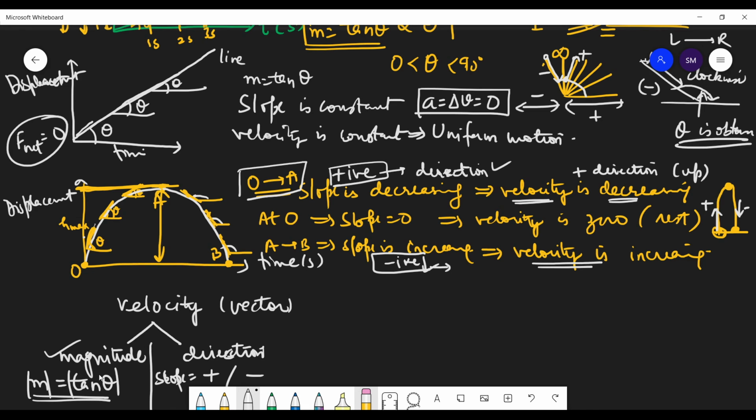So the absolute value of the slope will tell you the magnitude, and whether the slope is positive or negative will tell you the direction of the velocity. I hope, students, that this concept is pretty much clear. Yes, sir. That's good.